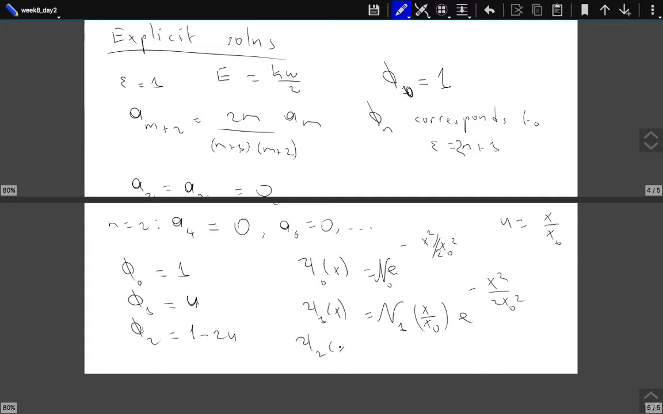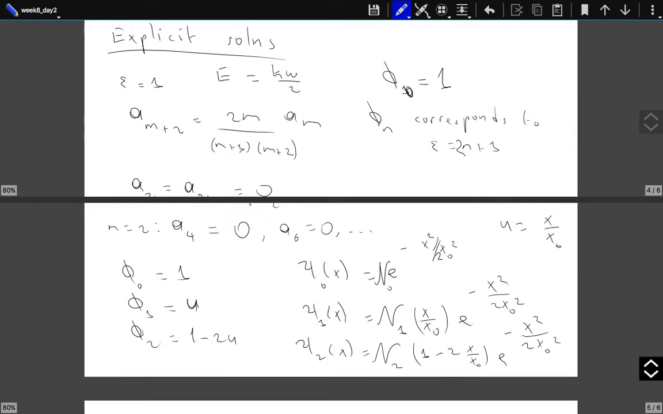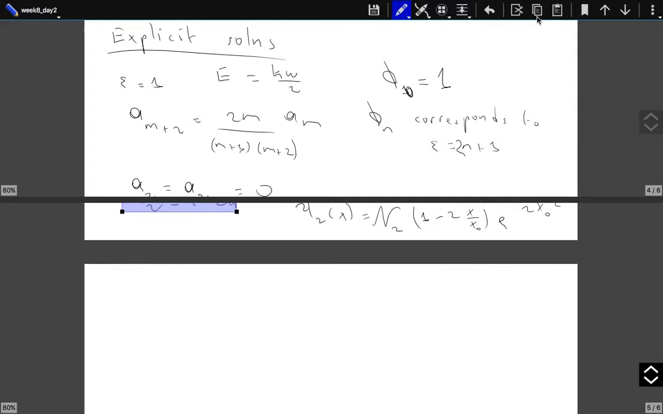My second excited state, some other normalization constant, 1 minus twice x over x0, e to the power minus x squared over twice x0 squared. In fact, these functions over here are called Hermite polynomials.